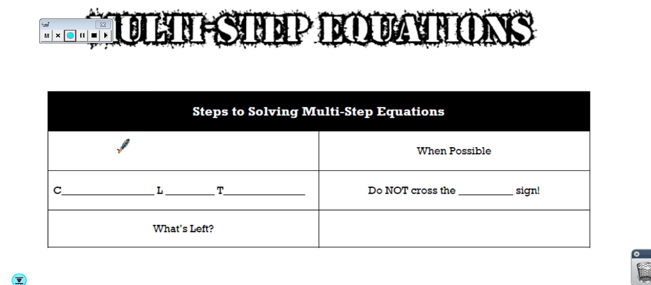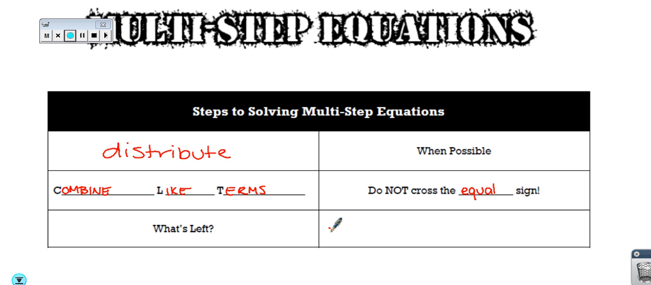The first thing that we want to do when we have a multi-step equation is distribute. After we distribute, we want to simplify a little bit, so we are going to combine like terms. We are not crossing the equal sign, so we're not actually doing any solving quite yet. We're just trying to clean up our equation a little bit.